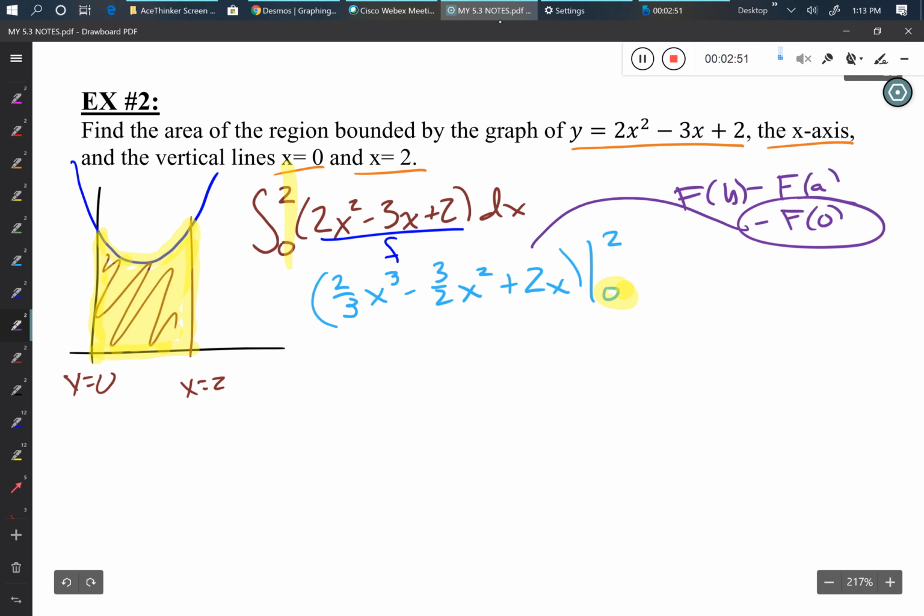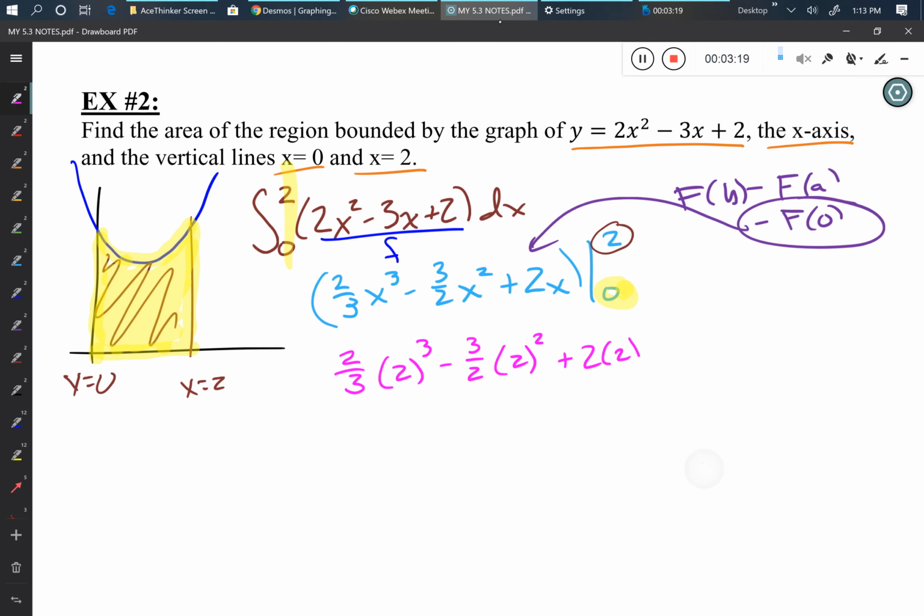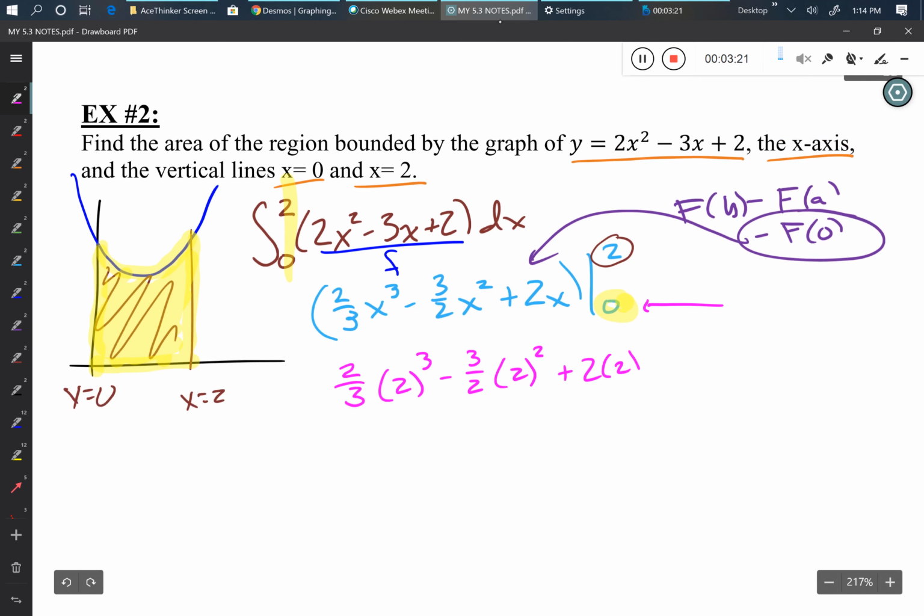And what's going to be our F of 0 for this? I'll give you a second. That's right, our F of 0 is going to be 0. So all I really need to do is plug in the 2, and that will give me my answer. So I'm going to have 2/3 times 2 cubed minus 3/2 times 2 squared plus 2 times 2.